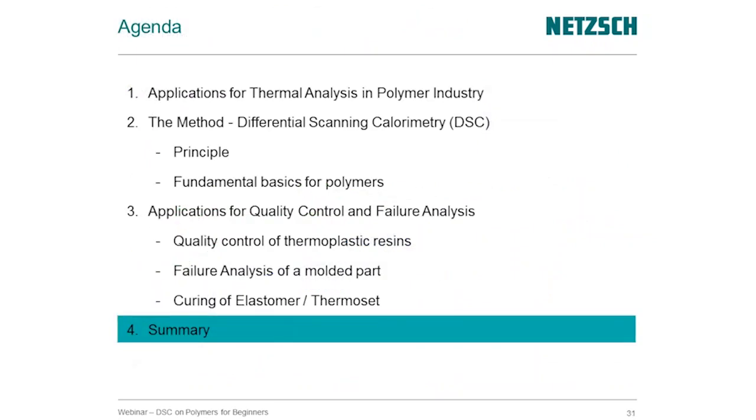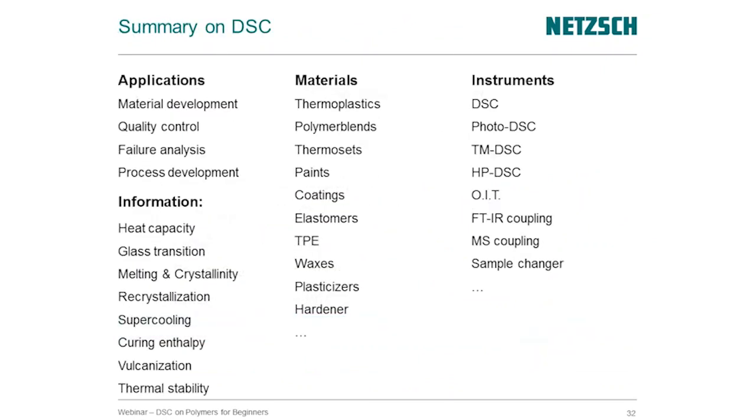So hopefully what we've done so far is give you an idea of the method, operating principle, talked about basic applications for polymers, also quality control and failure analysis for resins, molded parts, and then the curing of the elastomer. So we're going to summarize things. The DSC is useful then for material development, quality control, failure analysis, process development. It gives us information on heat capacity of the material, glass transition, melting and crystallinity, recrystallization, right? We saw that in that example towards the end.